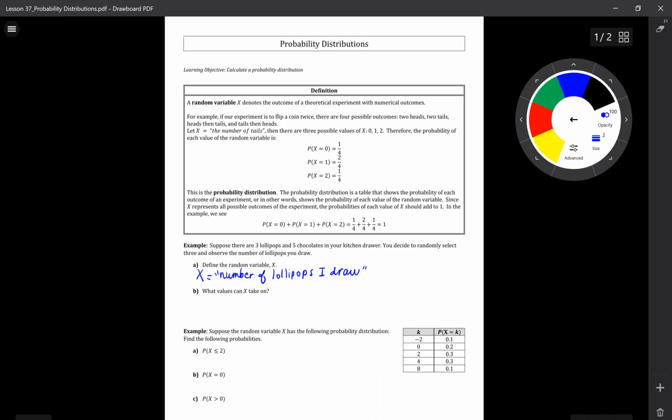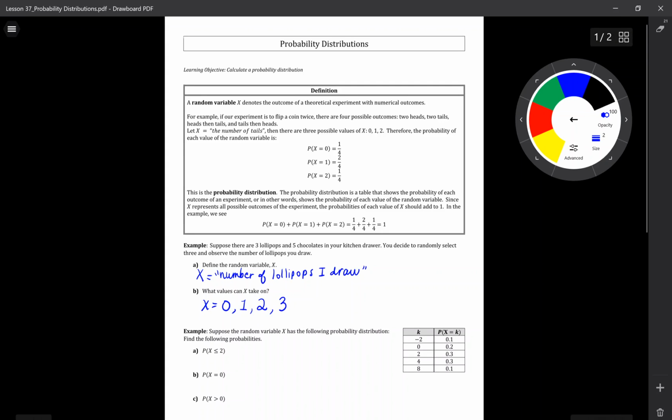So what values can this take on? Is it possible to get 0 lollipops? Yes, it is possible for me to draw 3 chocolates and 0 lollipops. So x could equal 0. It's possible for me to draw 1 lollipop and 2 chocolates. It's possible for me to draw 2 lollipops and 1 chocolate. And it's possible for me to draw all 3 lollipops. So these are the values that x can take on.